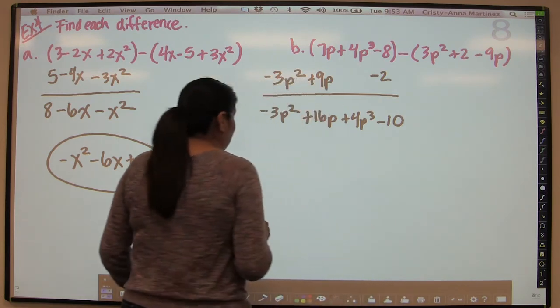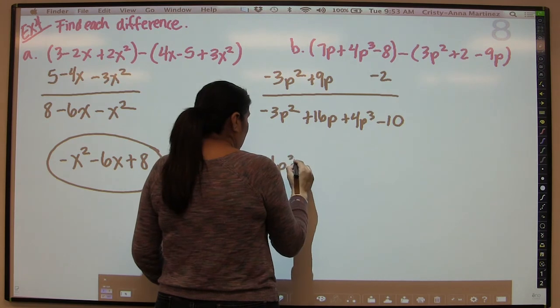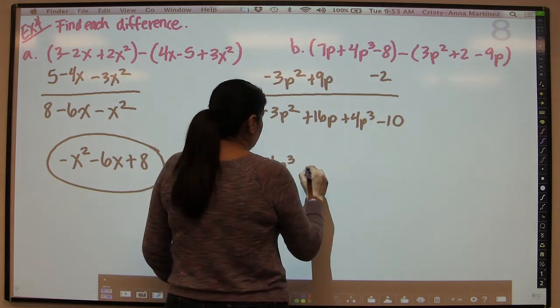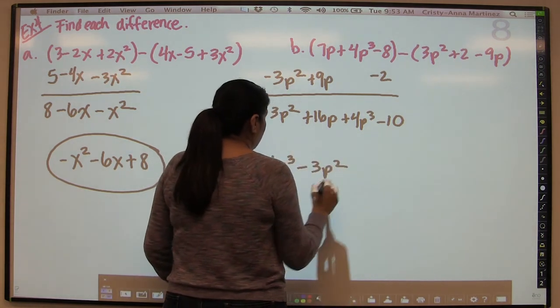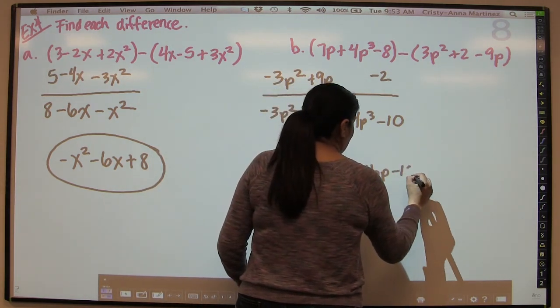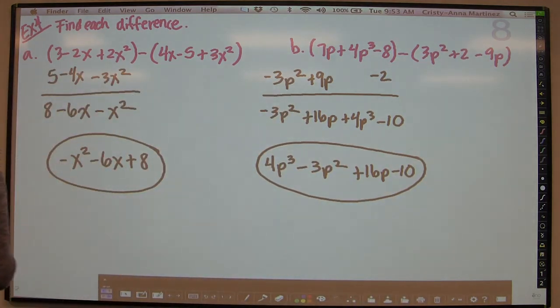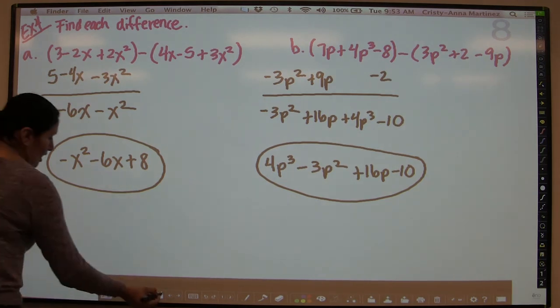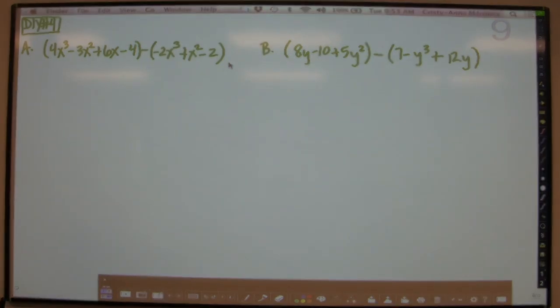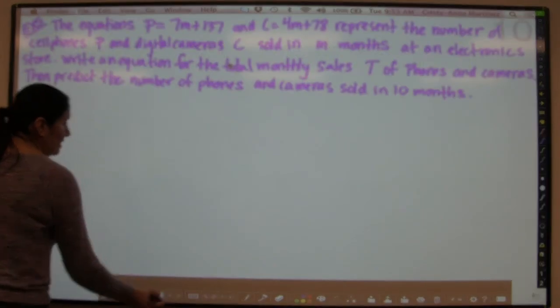And of course, to put it in standard form, we want the 4p cubed to go first, having the highest degree. And then we'll go to the squared, negative 3p squared, plus 16p minus 10. And that is your final answer. 4p cubed minus 3p squared plus 16p minus 10. So now you can try this do-it-yourself question, and then we will go to our last example for this lesson.